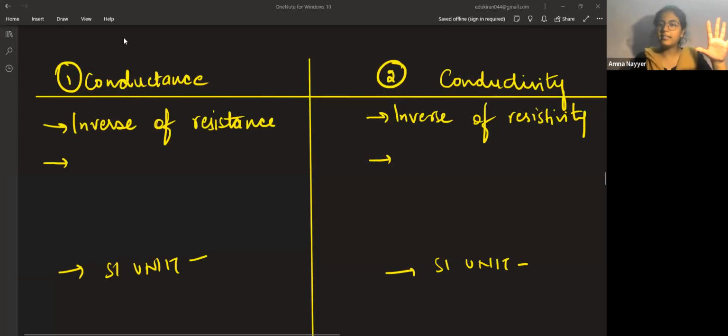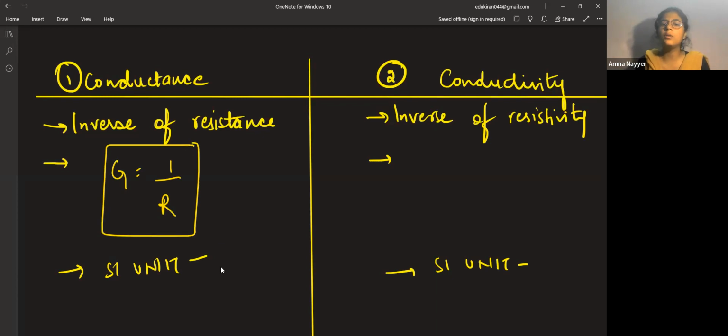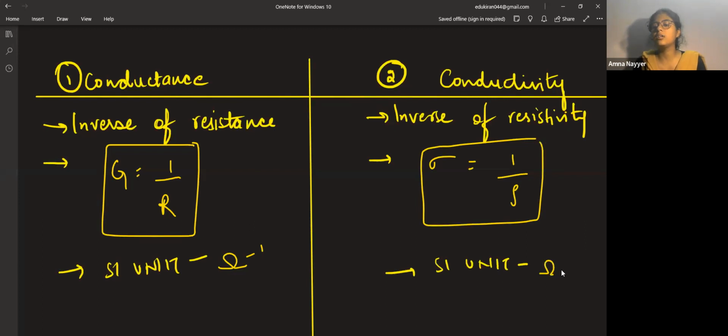See, we have studied resistance and we have studied resistivity. Now there are just 4 terms we have to do. These are very easy terms. It's just that in your MCQs or in some numericals in between, you might be needing them. So that's why we are doing it. Conductance and conductivity are just the inverse of resistance and resistivity. Conductance is 1 by R, so the SI unit will be ohm inverse. Conductivity is the inverse of resistivity, and its SI unit is ohm meter inverse.